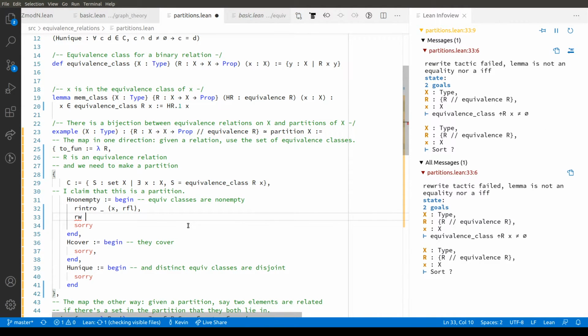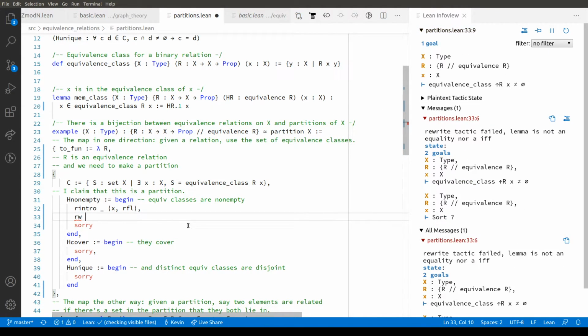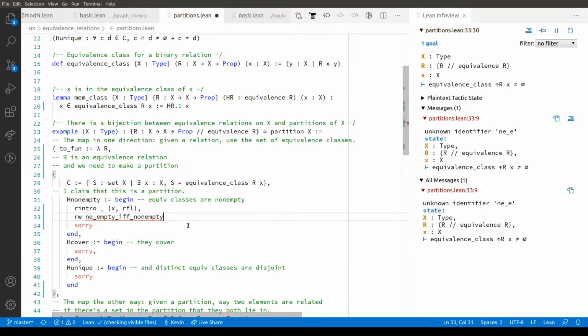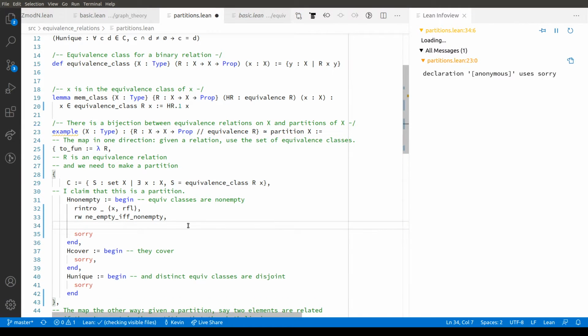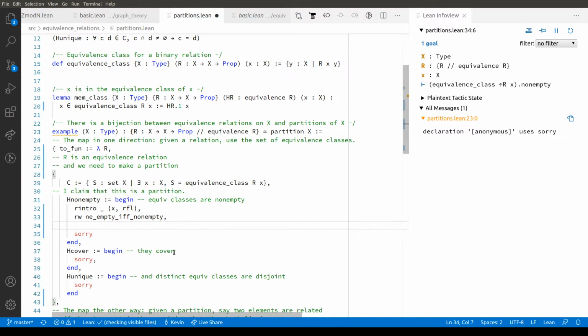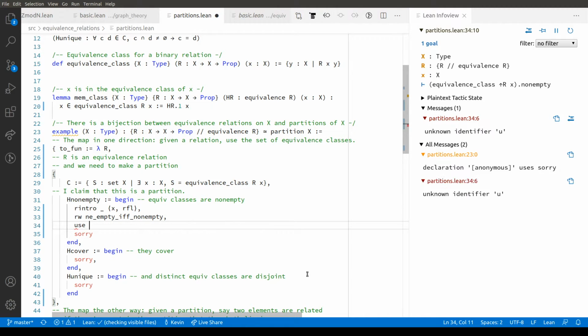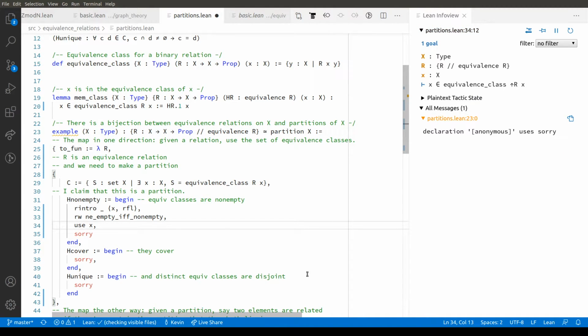Because the definition is "not equal to the empty set." So instead of proving it's not equal to the empty set, let's prove it's non-empty, right? Because if you think about it, those are slightly different things. So now let's use X. Bingo. So now we have to prove that X is in the equivalence class of X.